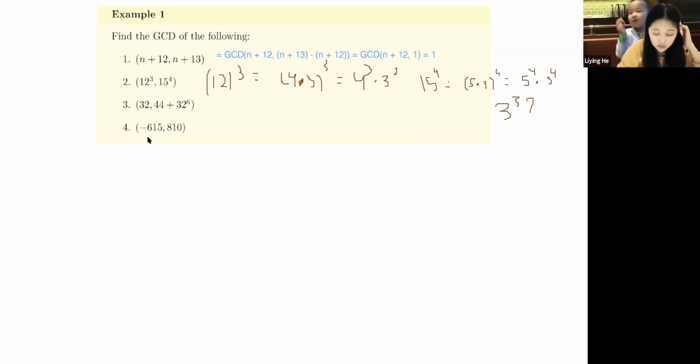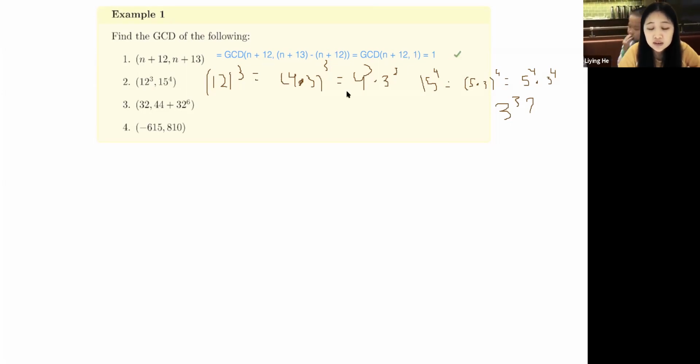Okay, so let's look at 1 and 2 first. So for number 1, GCD of n plus 12 and n plus 13 equals GCD of n plus 12 and n plus 13 minus n plus 12. Exactly, so you use the proposition we just talked about, which equals GCD of n plus 12 and 1, which equals 1. Okay, that's correct. We annotate this is correct.